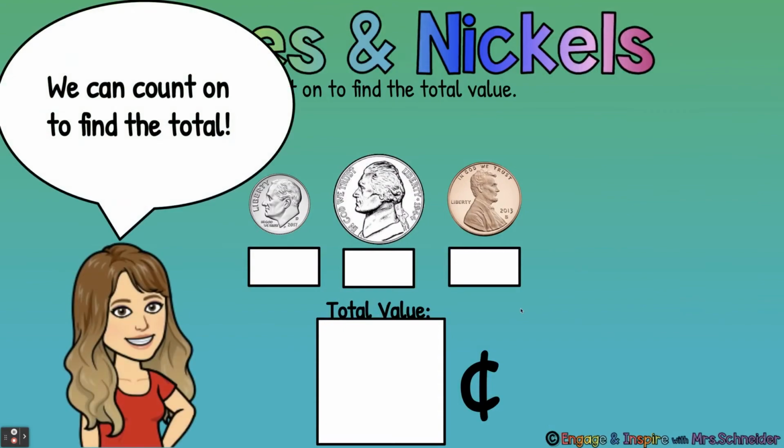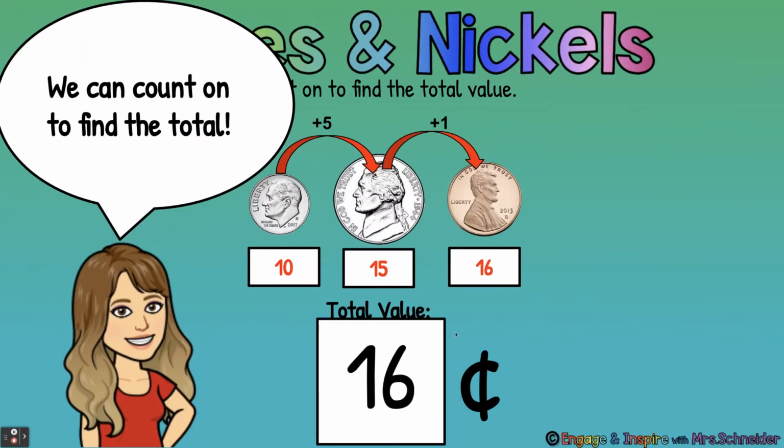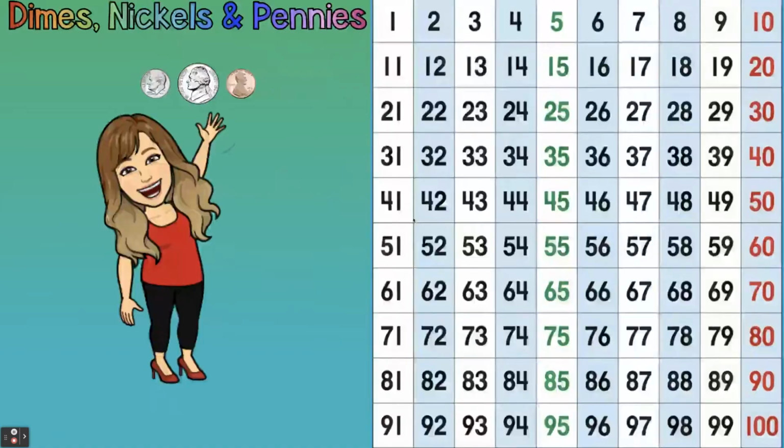We can count on to find the total. 10 plus 5 is 15, plus 1 more is 16. So the total value is 16 cents.